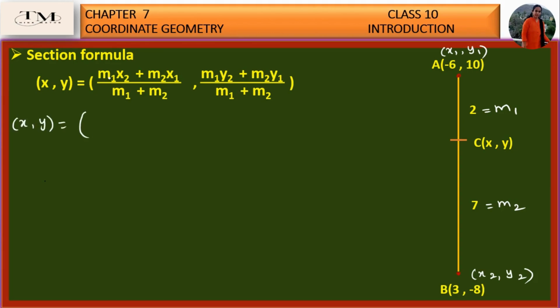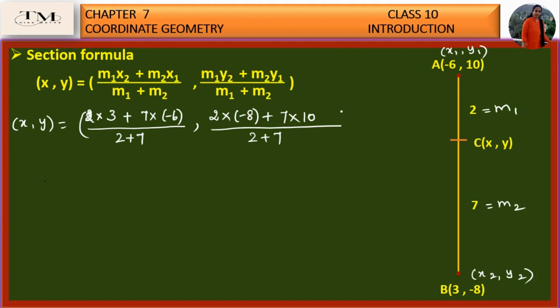So applying the formula m1 x2. So what is m1? 2 into what is x2? X2 is 3. So 2 into 3 plus m2. So m2 is 7. So 7 into x1, which is minus 6, divided by m1 plus m2. So it is 2 plus 7, comma m1, which is 2, y2. What is y2? It is minus 8 plus what is m2? It is 7. Y1 is 10. So 7 into 10 divided by m1 plus m2.